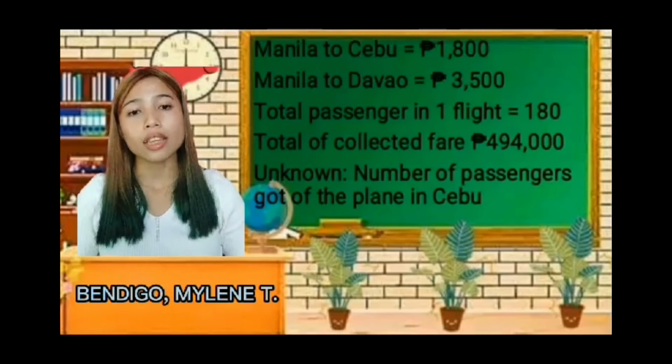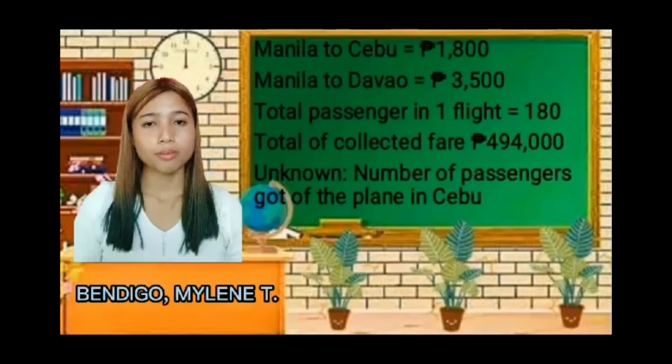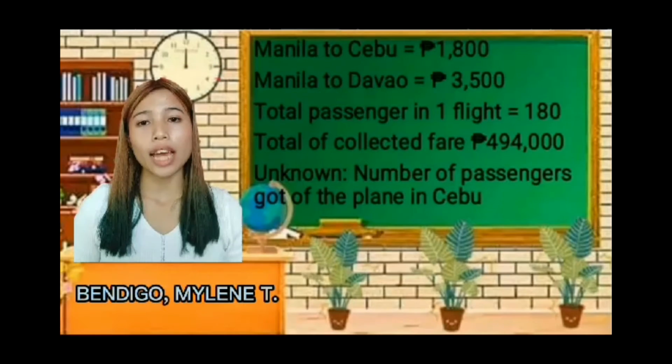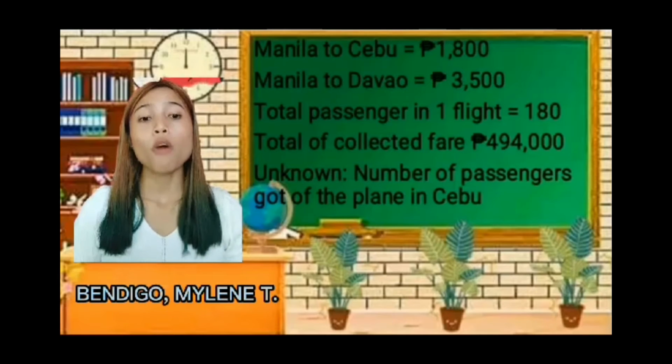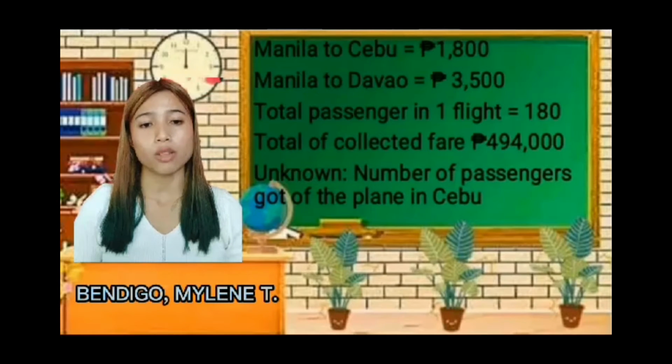In one flight, a total of 180 passengers boarded the plane in Manila and the collected fare totaled 494,000 pesos. It says here that in that one flight from Manila to Davao, the total number of passengers who boarded in Manila was 180. Then the collected fare from all those 180 passengers was 494,000 pesos. So how many passengers got off the plane in Cebu?